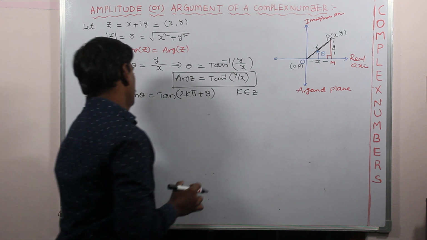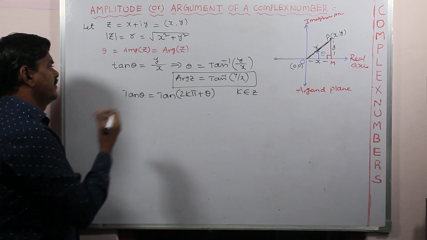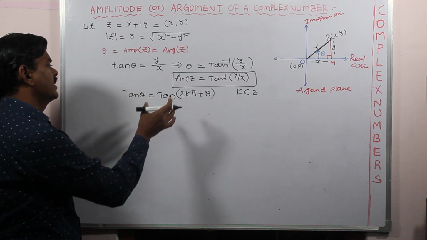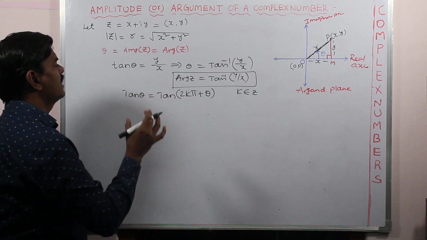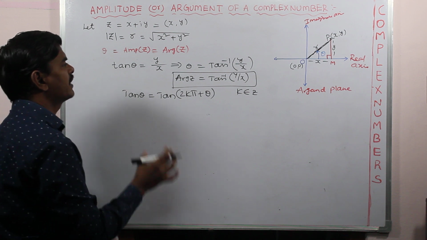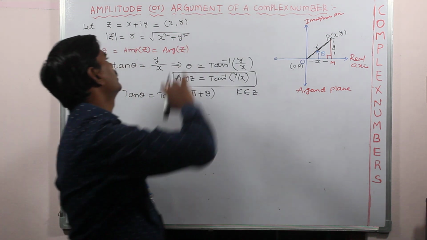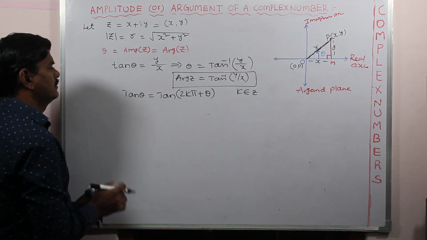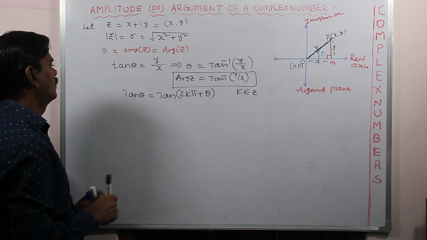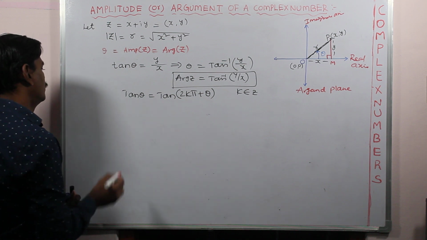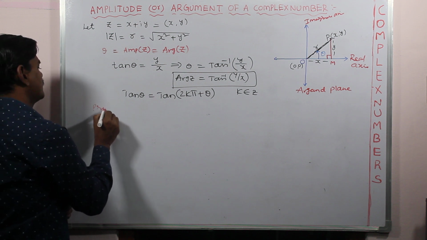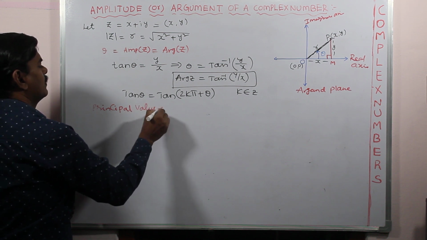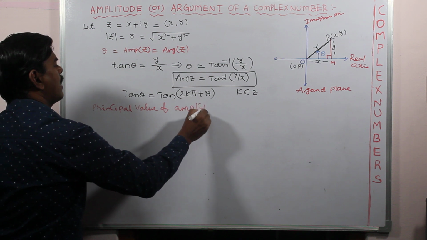So we can say that amplitude of z is not unique. There will be infinite values of theta, infinite values for amplitude of a given complex number. But if you want to bind it to one value, you have to go for another basic concept, that is principal value of amplitude of z.